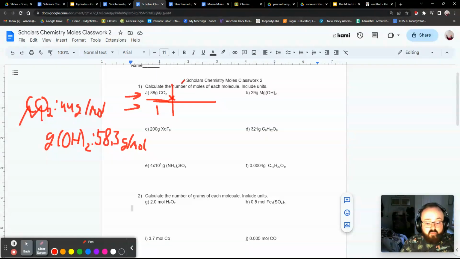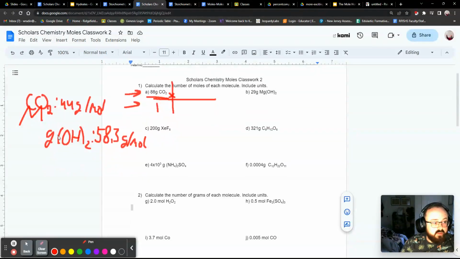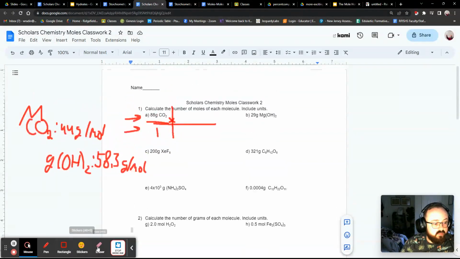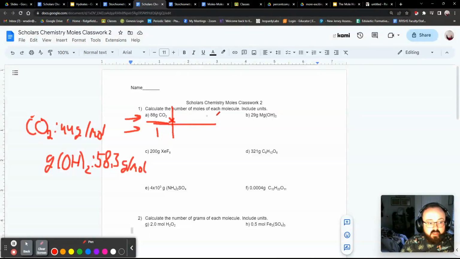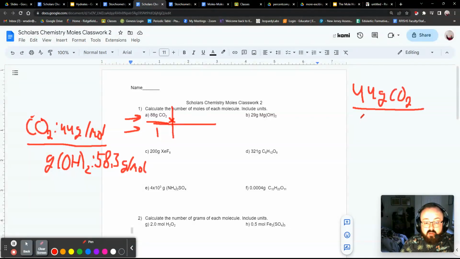What I want to get at is what a molar mass is. And just to reiterate, a molar mass is 44 grams of CO2 per 1 mole of CO2. That is what a molar mass is. It's literally the mass of a mole. Molar mass: how much mass per 1 mole?